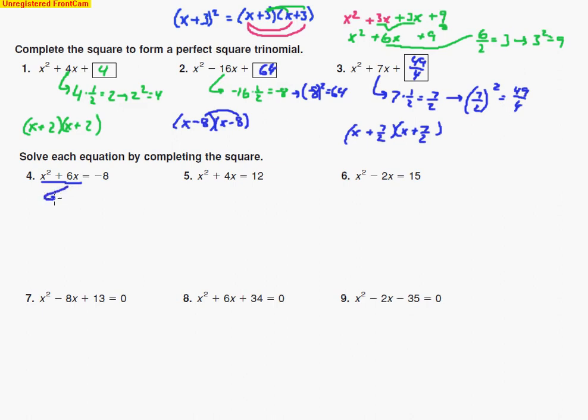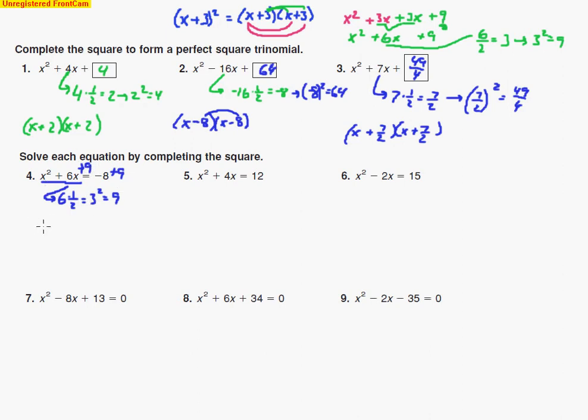So you're going to take this middle term here, the 6, and cut it in half. That gives us 3, and then you take that 3 and square it. That makes 9. So that's the number that you have to add to both sides. If I add it to both sides of the equation, it keeps the equation in balance. And so here's what we have now.